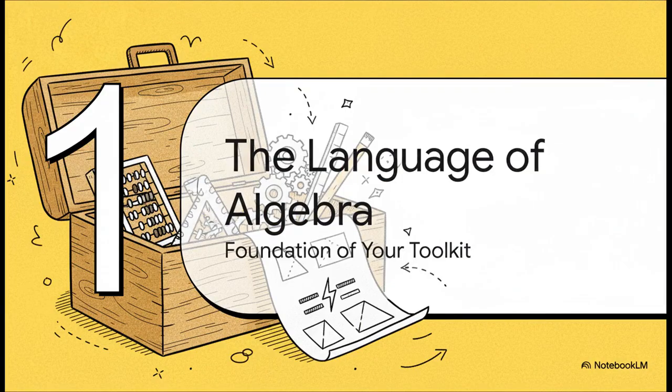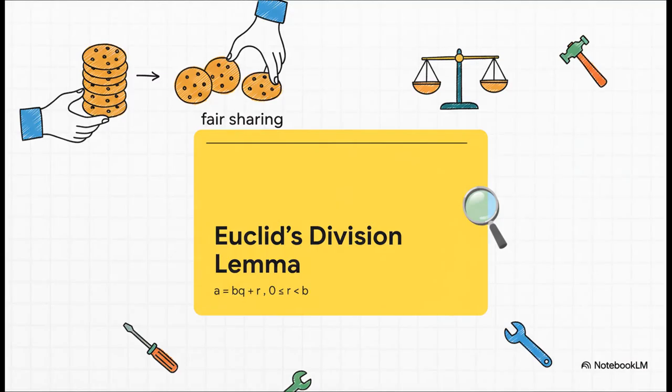You know, every great toolkit needs a solid foundation. And in the world of math, that foundation is built with the language of algebra. So let's pop open the first compartment and check out the essential tools that live inside. First up, we've got Euclid's division lemma. Now, I know that name sounds a little intense, but the idea behind it is something you already get. It's basically the rule of fair sharing.